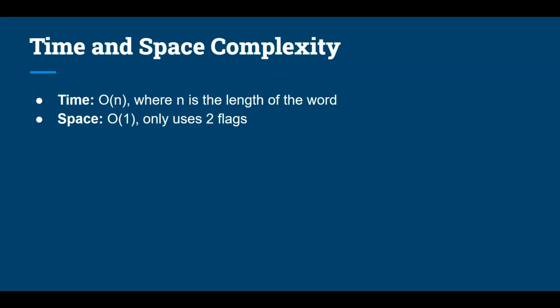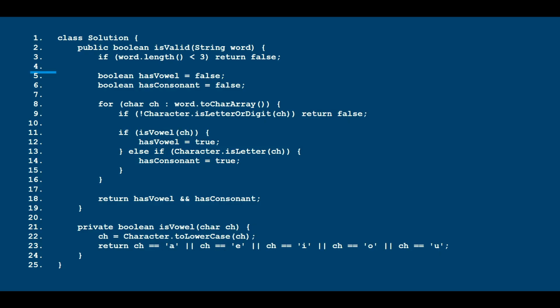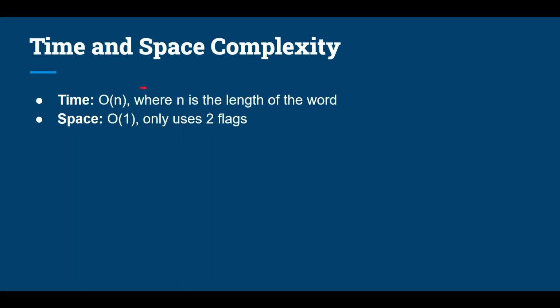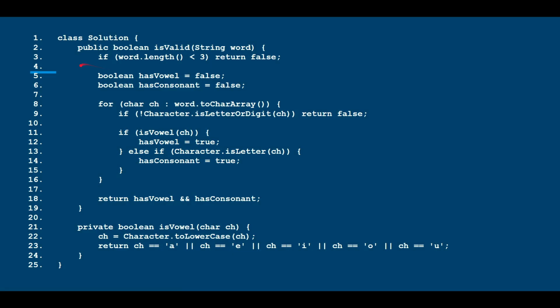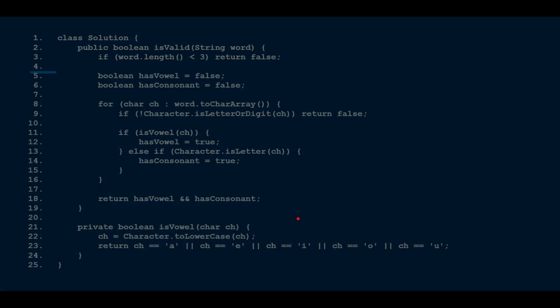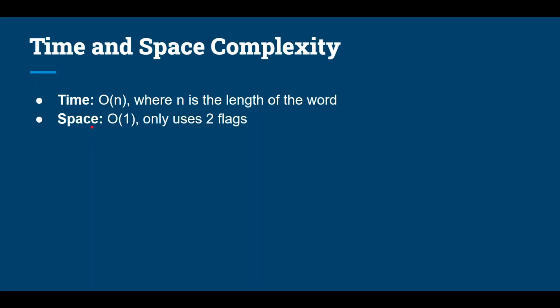In this case the time complexity is O of n and the space complexity is O of 1. When we are converting the word to a char array, and we go through all the characters in the loop, so it becomes O of n. And if you observe, we are not taking extra space anywhere to store the result or variables. We are not storing any values in the calculations, so it will take O of 1. We are only using two flags.